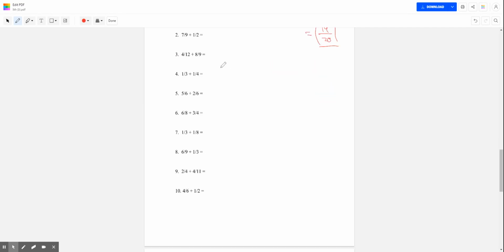Let's try number 4. 1 over 3 plus 1 over 4. We'll do the same technique. 1 times 4 is 4. 1 times 3 is 3. And 3 times 4 is 12. So 7 over 12. Number 8. 6 over 9 plus 1/3. This simplifies into 2/3. So we're adding 2/3 to 1/3, and that's just 1.